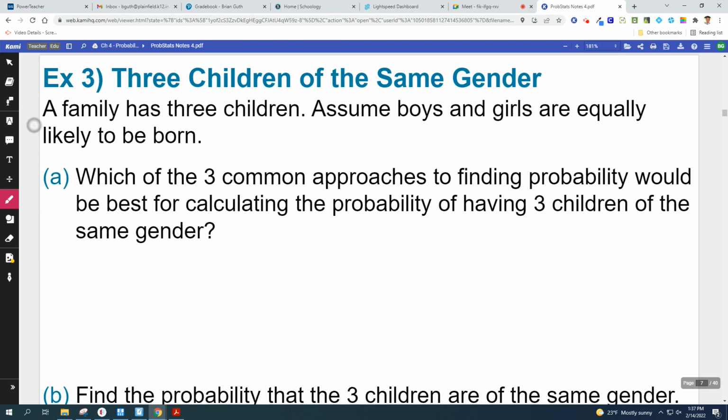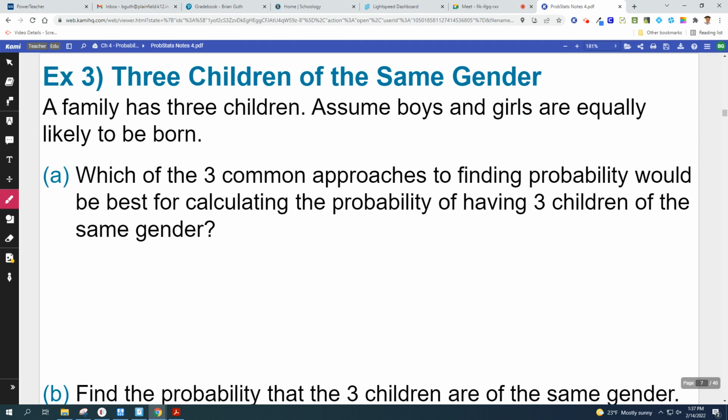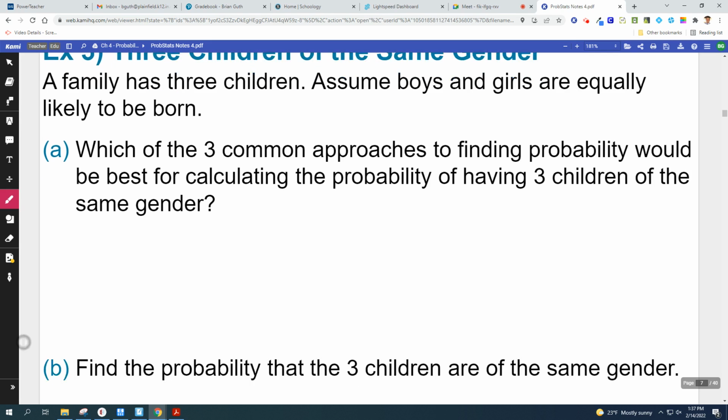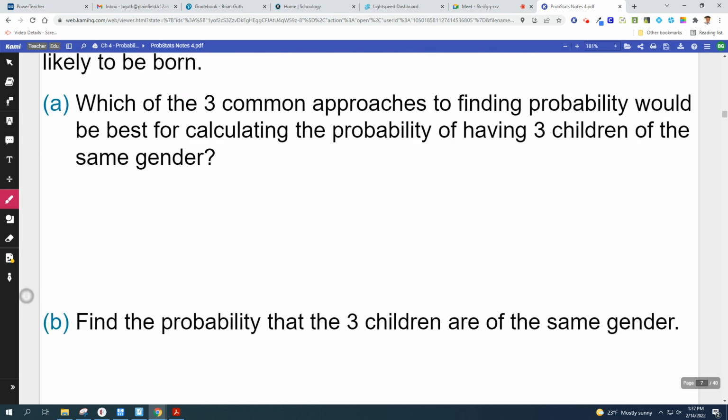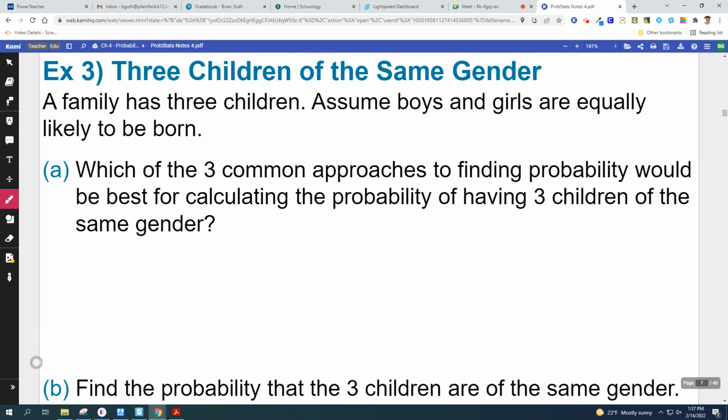Number 3. 3 children of the same gender. A family has 3 children. Assume boys and girls are equally likely to be born. We'd like to just jump straight down here, find the probability that the 3 children are of the same gender. But I'm asking you this question on purpose. Which of the 3 common approaches would be best?